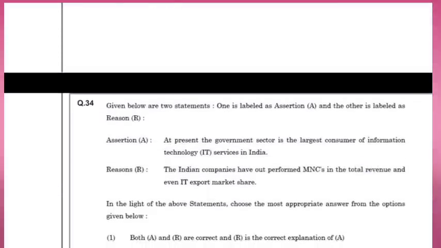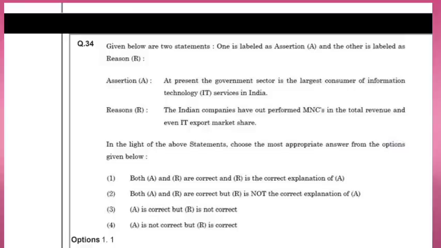Next question: assertion and reason. At present, the government sector is the largest consumer of information technology (IT) services in India. And the reason: Indian companies have outperformed MNCs in total revenue and even in IT export market share. Both are true, but R is not the correct explanation of A. Option 2 is the right answer.